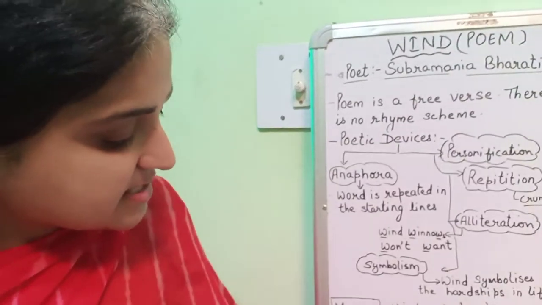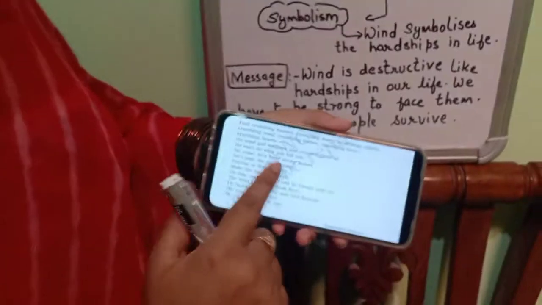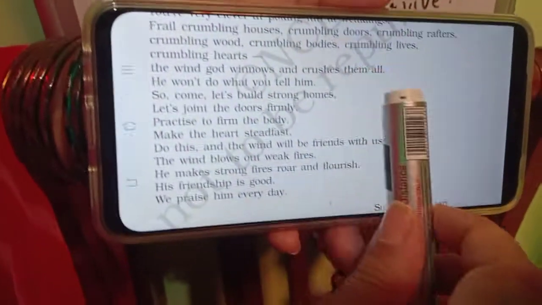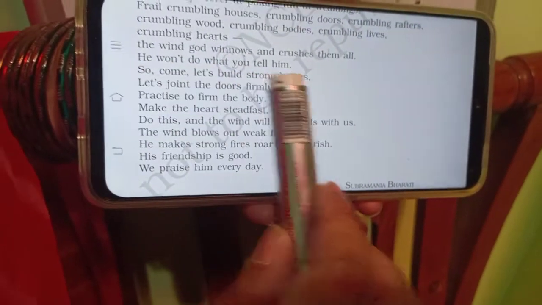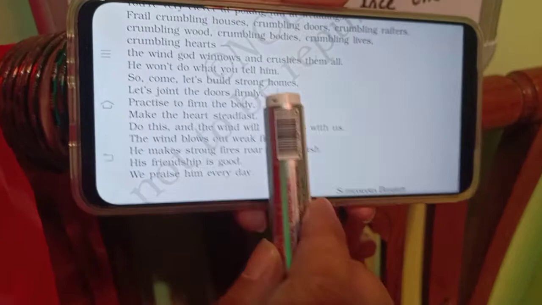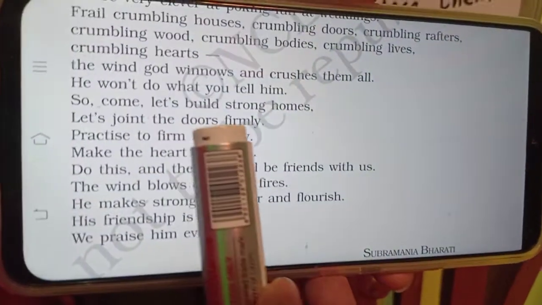Now next stanza is, the wind god winnows, crushes them all. He won't do what you tell him. So come, let's build strong homes. Let us join the doors firmly.